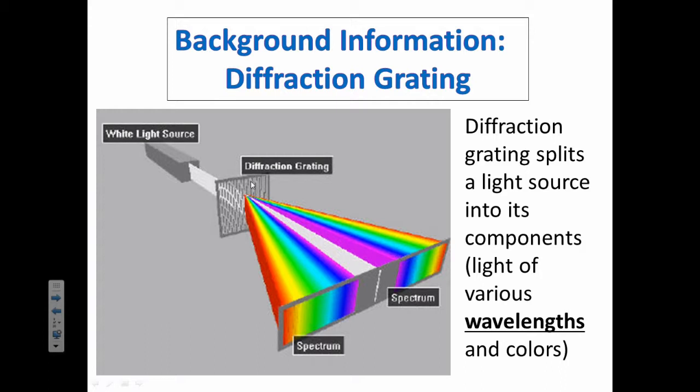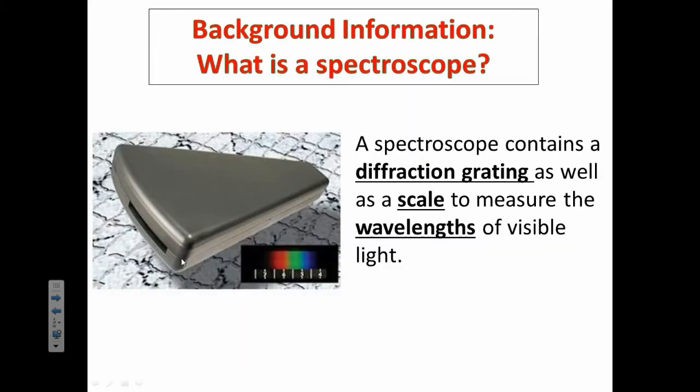Alright, little background information. The diffraction grating that was in the part of the spectroscope where you put your eye, these slits, or these gratings, split light into its various wavelengths and colors. Just like a prism splits white light into its rainbow, that's exactly what the diffraction grating does as well. The spectroscopes that we're using contain that diffraction grating.